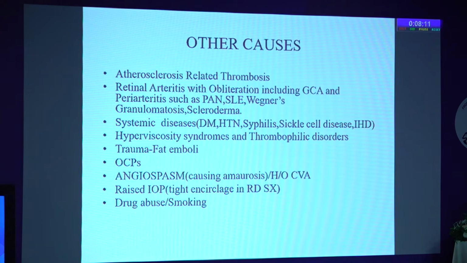Other causes I am going to enumerate: atherosclerosis-related thrombosis, retinal arteritis with arteritic causes including giant cell arteritis, polyarteritis nodosa, Behcet's disease, SLE, and systemic diseases like diabetes and hypertension. Again, these are culprits. Also hyperviscosity syndrome and thromboembolic disorders. Traumatic fat emboli may cause central retinal artery occlusion, and angiospasm causing amaurosis. There may be a history of CVA in these patients. Raised intraocular pressure, particularly after RD surgery, drug abuse and smoking, all may lead to central retinal artery occlusion.